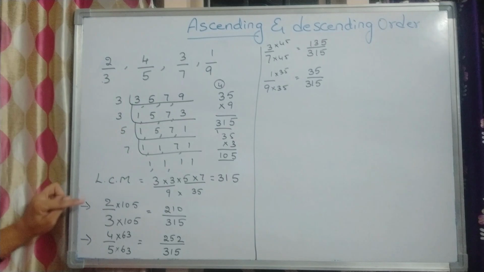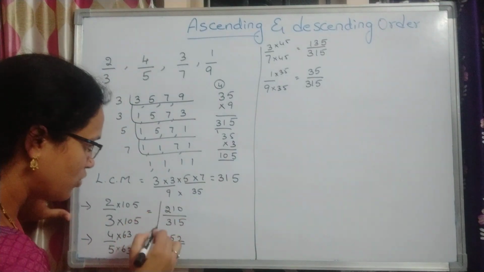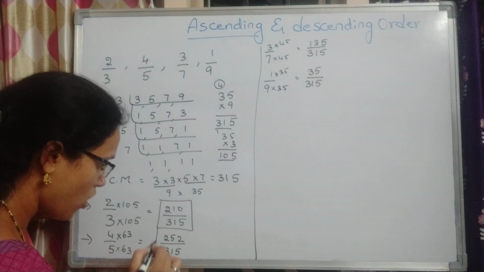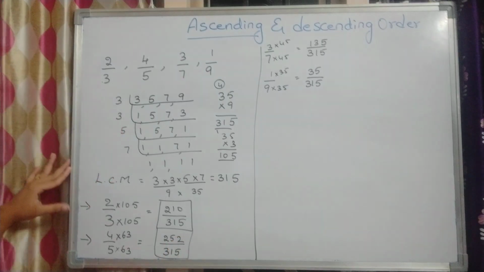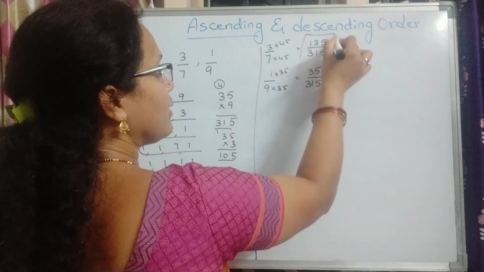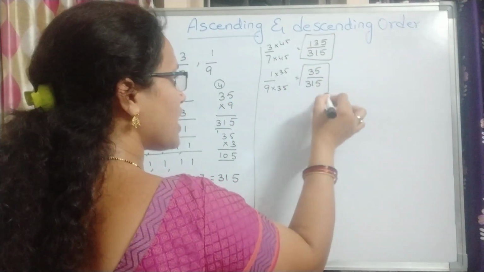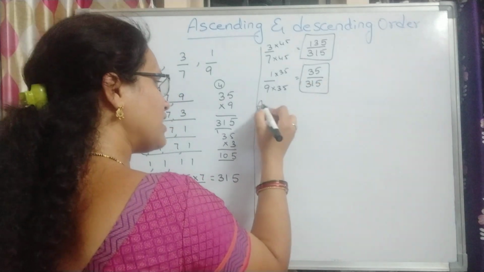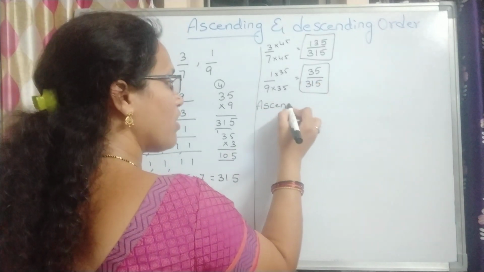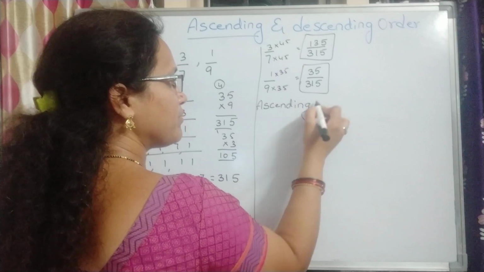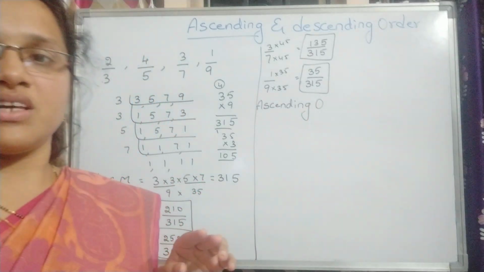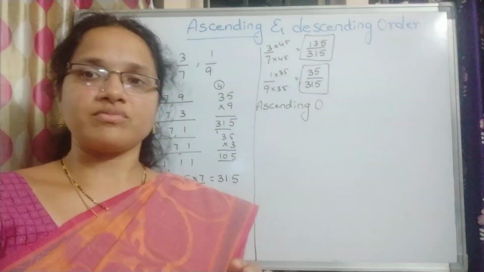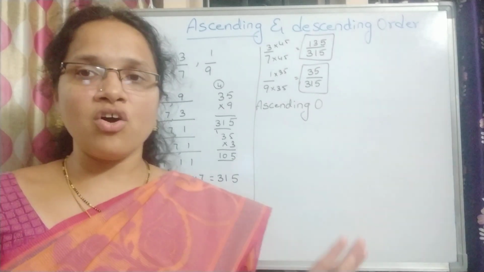Now all the fractions which we have taken, you can just mention them in the boxes. Keep them in the boxes and you can check them. And now you start writing whether it is ascending order or descending order.